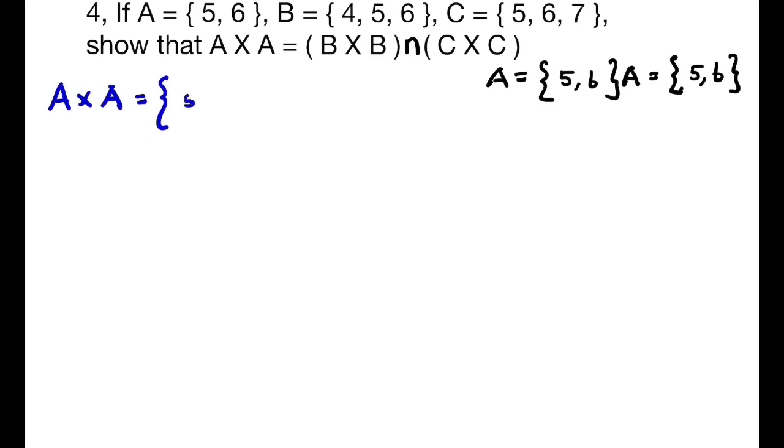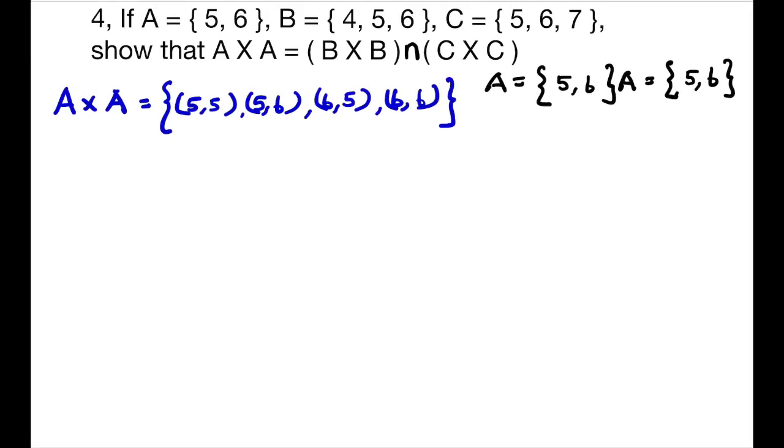Fourth question. Set A contains elements 5 and 6. Set B contains elements 4, 5 and 6. Set C contains elements 5, 6 and 7. Show that A cross A is equal to B cross B intersection C cross C. Let us find A cross A. The elements of set A are 5 and 6. So A cross A is equal to the set of all ordered pairs (5, 5), (5, 6), (6, 5), (6, 6). We denote this as 1.